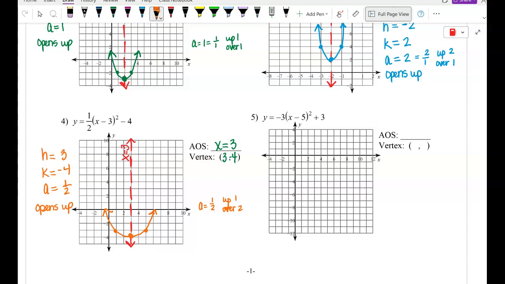All right, number 5. We have the equation y equals -3 times the quantity x minus 5 squared plus 3. So again, we want to identify h, k, and a. Those are the 3 values that will give us the information we need to sketch our graph. So what is the value of a in this? -3. So is this going to open up or down? Yeah, we finally have a negative value, so this opens down.